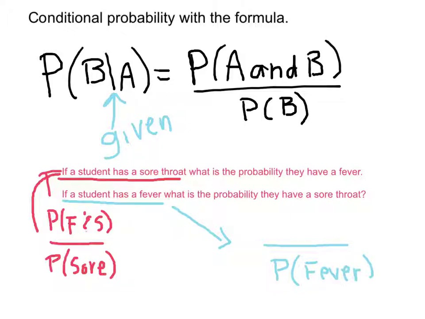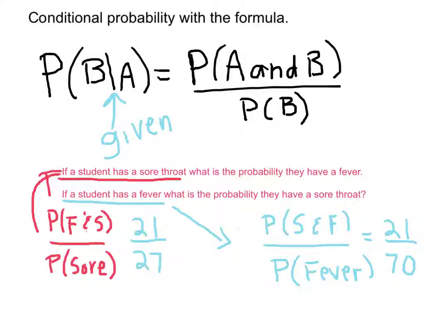What is the probability to have a sore throat? So this is a probability of a sore throat and a fever. Now, in both cases, the top number is the same. Sore throat and fever were 21%. But the bottom number is going to be different. If you remember, I think 70% of the students had fevers, but only 27% of the students had sore throats. And 21 out of 70 was 30%. They gave you this information in the problem.